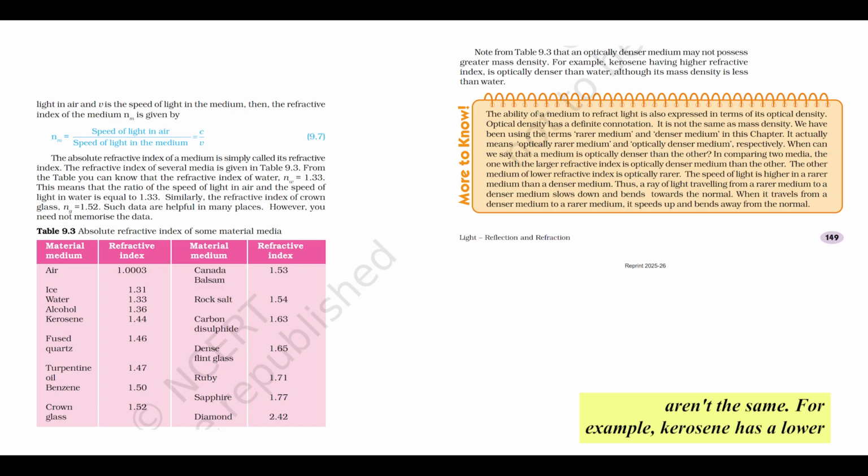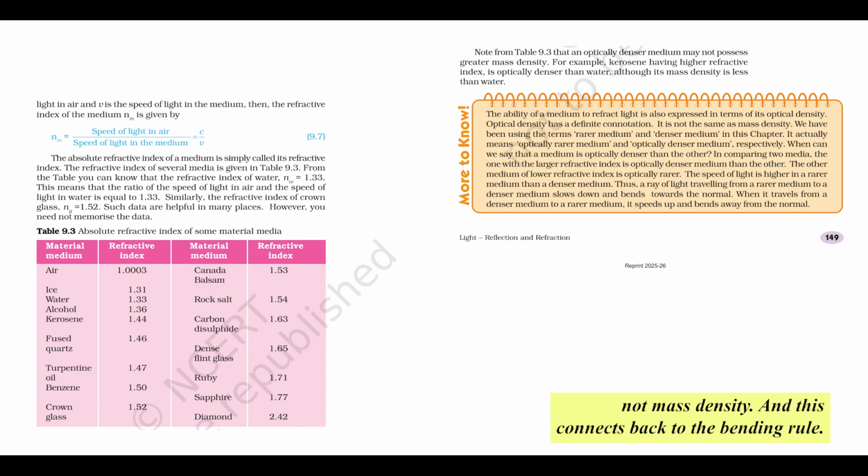For example, kerosene has a lower mass density than water. It floats on water, but it has a higher refractive index, around 1.44 versus 1.33 for water. So kerosene is optically denser than water, even though it's lighter. Okay, that's a really important distinction. Optical density relates to refractive index, not mass density.